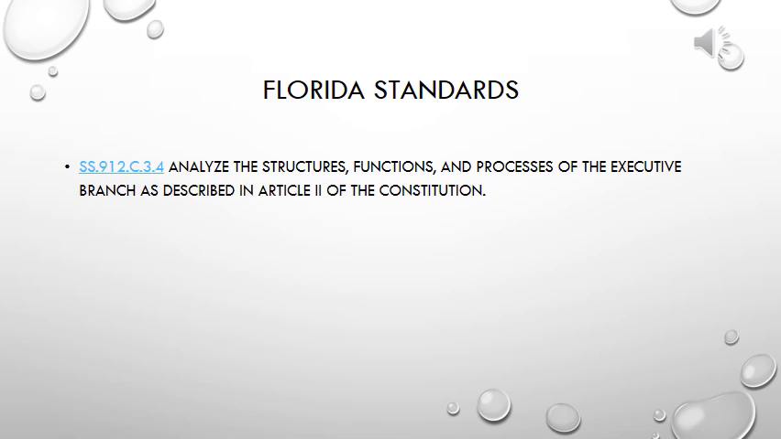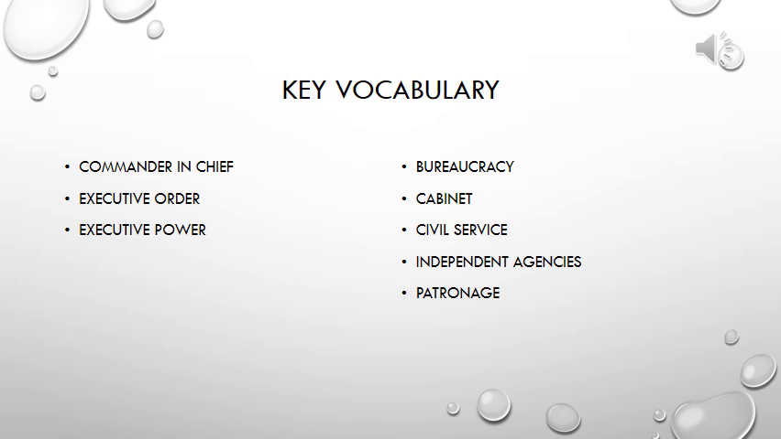Florida standards. We're going to analyze the structures, functions, and processes of the executive branch as described in Article 2 of the Constitution. Key vocabulary: Commander-in-Chief, Executive Order, Executive Power, Bureaucracy, Cabinet, Civil Service, Independent Agencies, and Patronage.